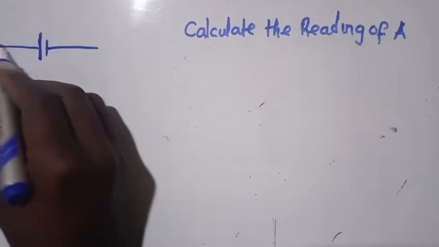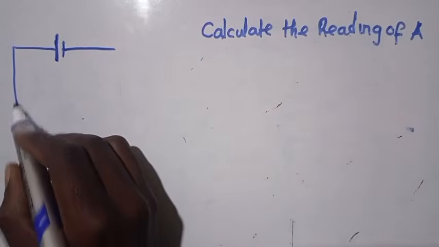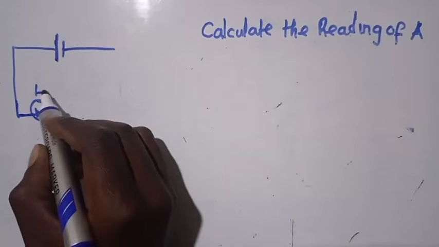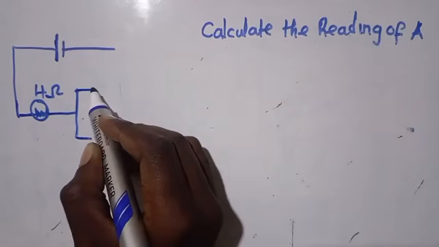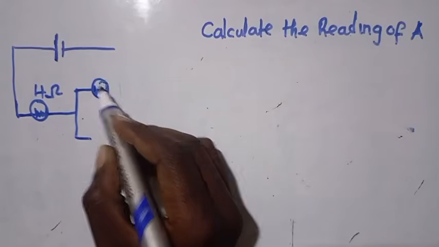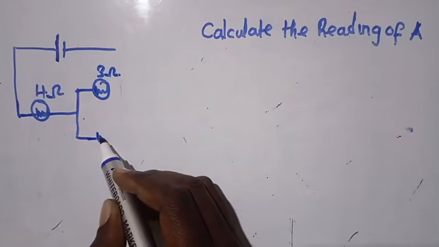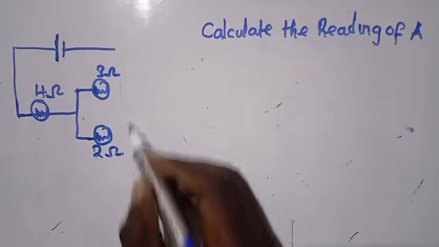A question can be given in this manner. The question is just given like this, where you've got a resistor here. They're giving you 4 ohms. Then you've got something like this. These are questions that like to appear in your exams. Here, let me say 2 ohms.